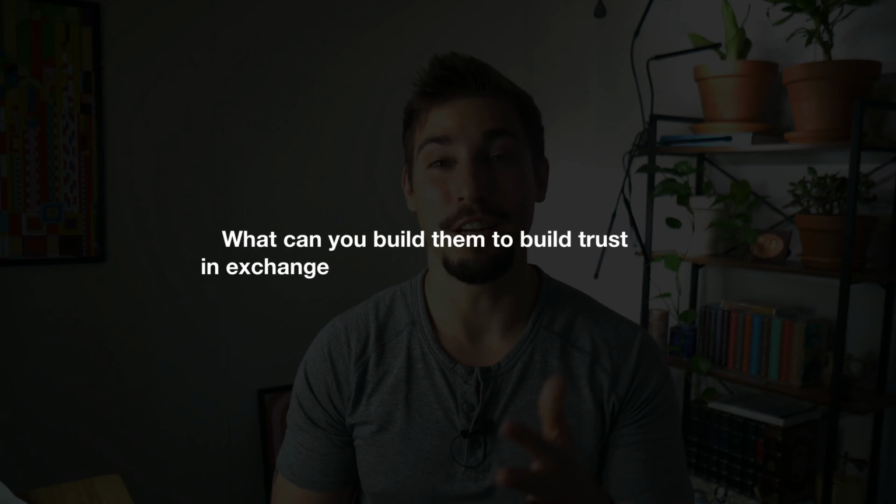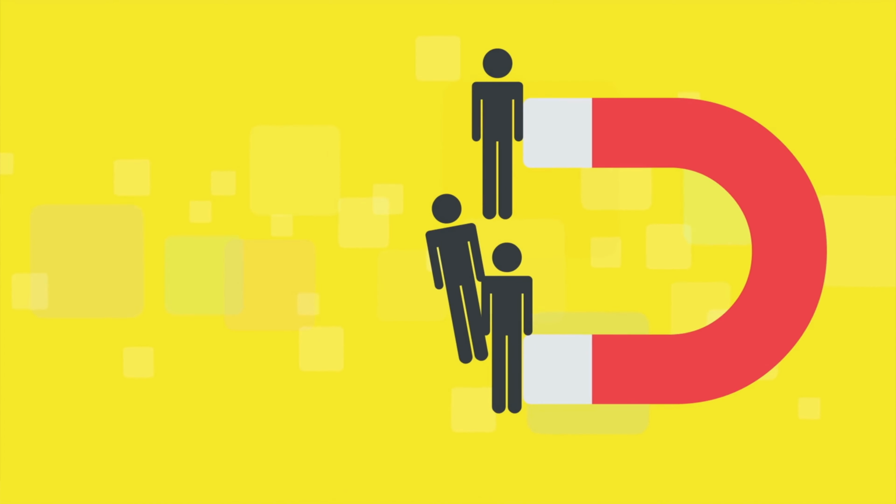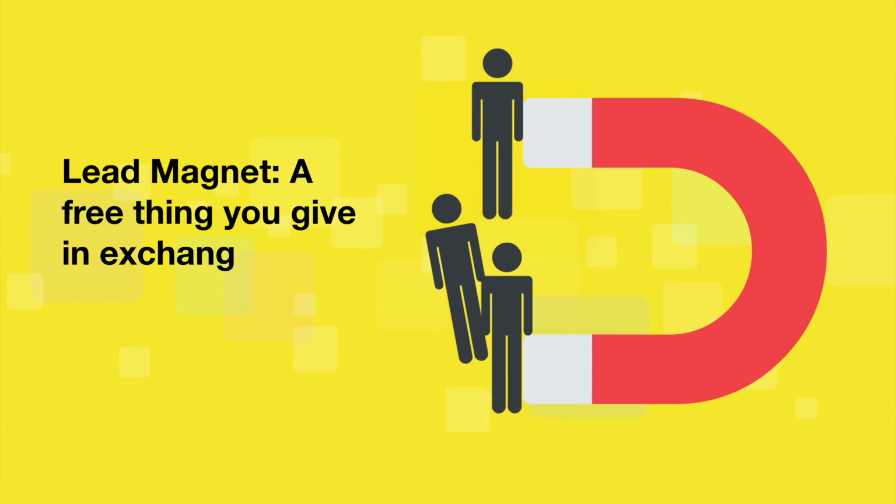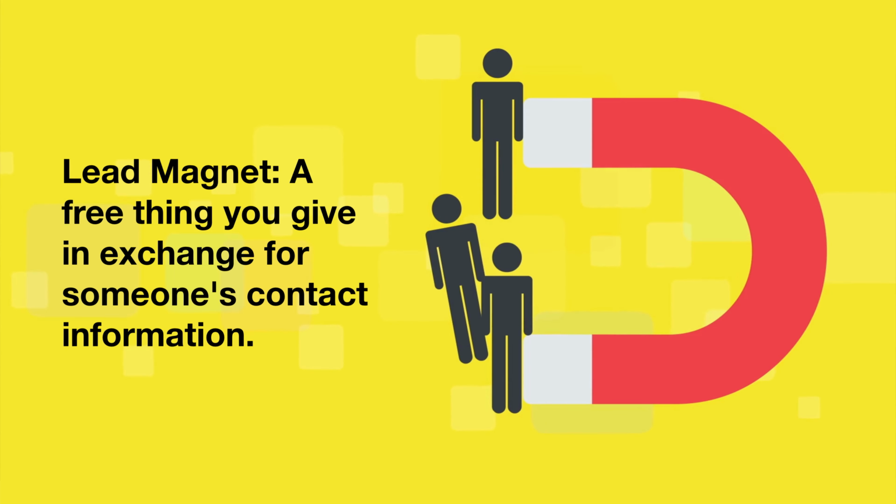Next, your site needs a secondary goal. You need a plan B if someone doesn't want to take you up on your primary goal. Sometimes, especially for higher ticket goals, people will not want to buy or book right away. What can you build them to build trust in exchange for their contact information? You need a way to stay in communication with them, even if they choose not to take action on your primary goal right now. Your secondary goal is often called a lead magnet, because this is a free thing that you give someone in exchange for their name, email, and then sometimes their phone number.